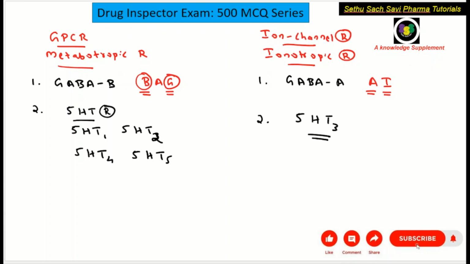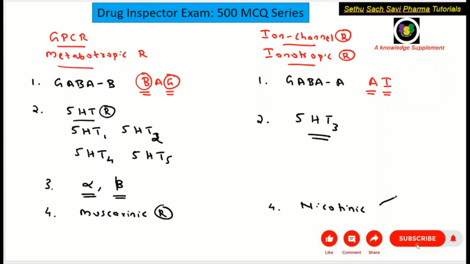Now the adrenergic receptors like alpha receptor, beta receptor. In alpha itself you have alpha 1, alpha 2, and beta you have beta 1, beta 2, beta 3. They are all G protein coupled receptors. Now coming to the cholinergic receptors, the muscarinic receptors are G protein coupled receptors, whereas the nicotinic receptors like NN receptor, NM receptor are all ion channel receptors.